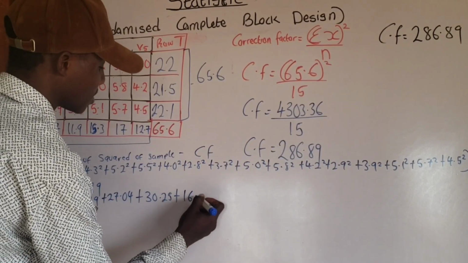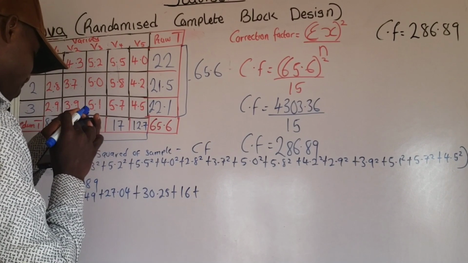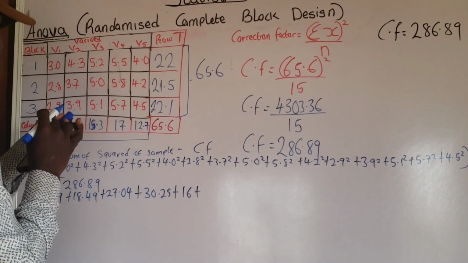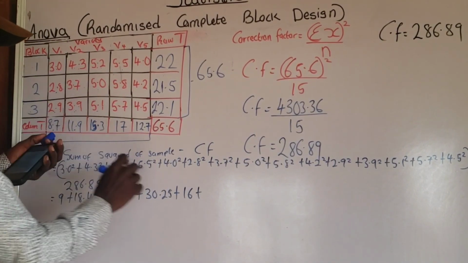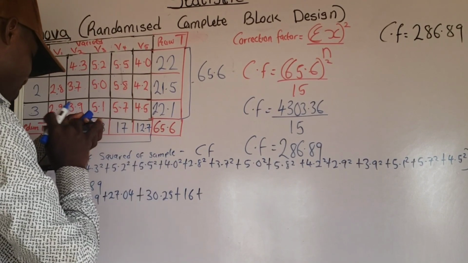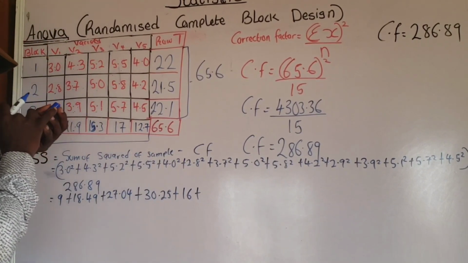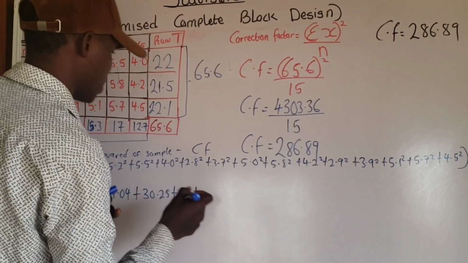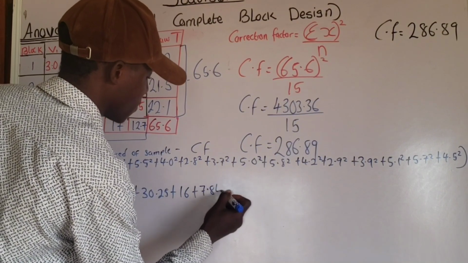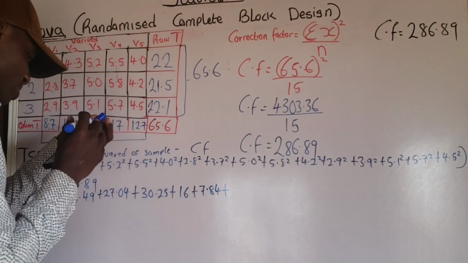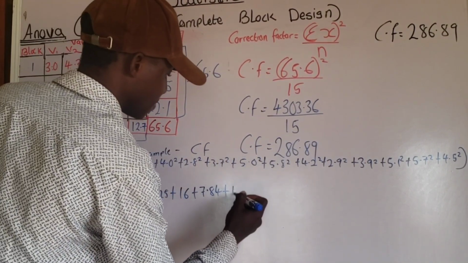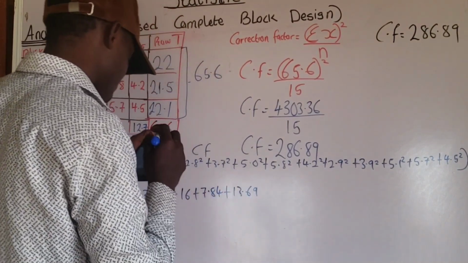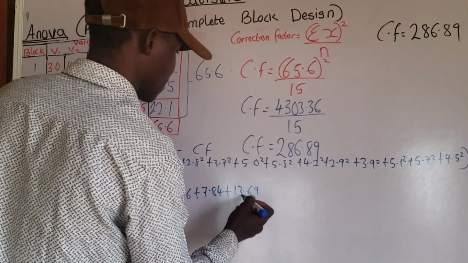Now 4.0 squared, that is 16. Then for the next one, 2.8 squared, that is 7.84. Then plus 13.69 plus 25.